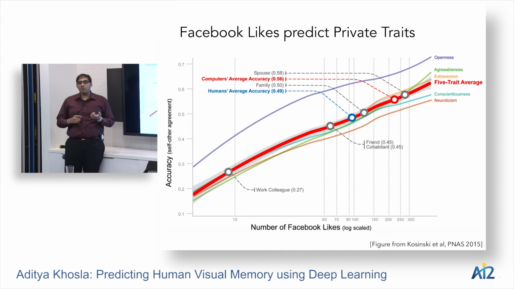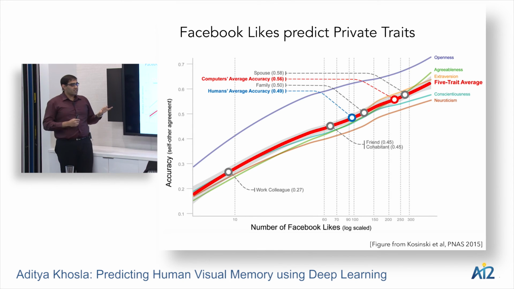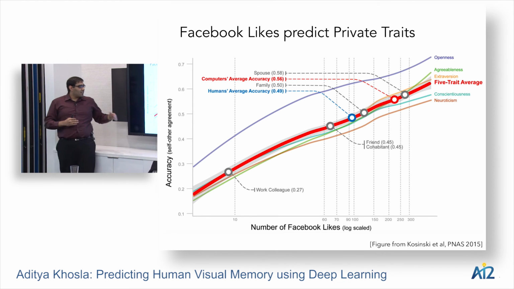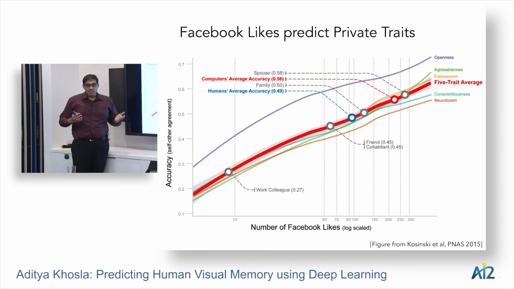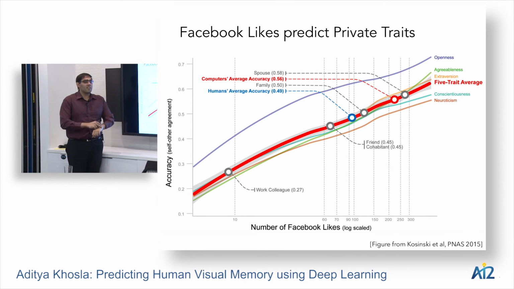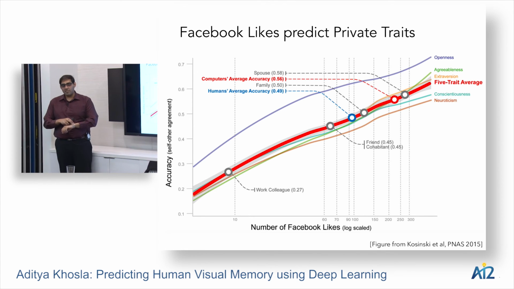So your spouse is the one who does the best, as one might expect, with a correlation of about 0.6. Next best is your family at about 0.5. After that are your friends at 0.45, and the worst are work colleagues at about 0.27. And if you look at the average accuracy of a computer trying to predict the same thing, it's at about 0.56. So there's a lot of information. You can tell a lot about a person just based on the set of things they like on Facebook.